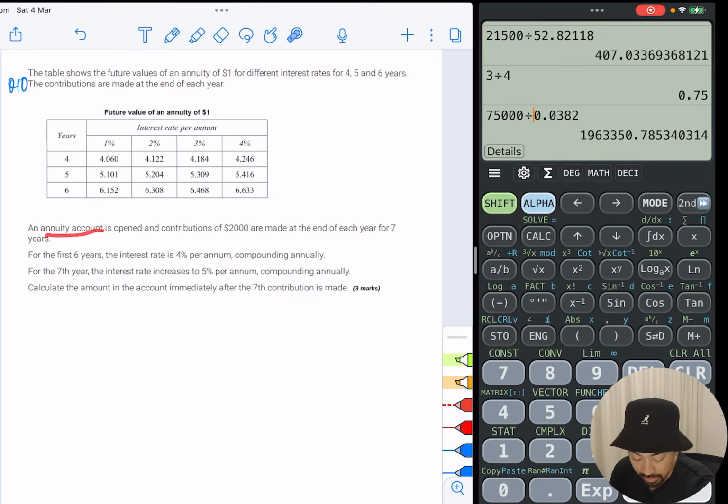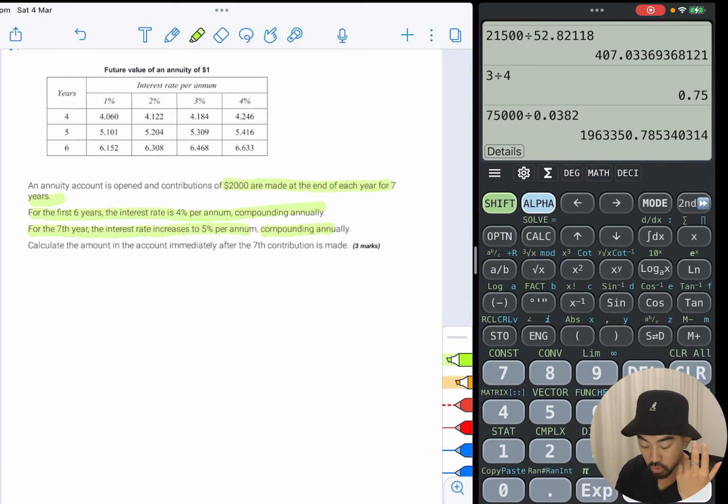The annuity account is opened and contributes $2,000 at the end of each year for 7 years. For the first 6 years, the interest rate is 4% compound annually. For the 7th year, the interest rate increases to 5% compound annually. Calculate the amount immediately after the 7th contribution is made. Okay, so this is almost exactly the same as a question we did towards the start of this video, where you just want to break it down.